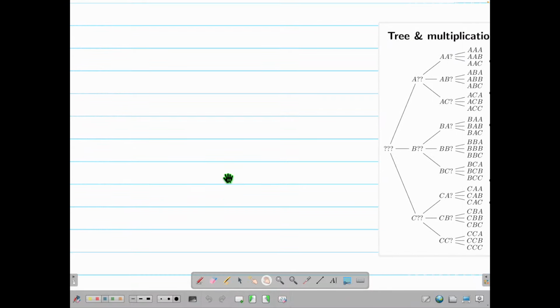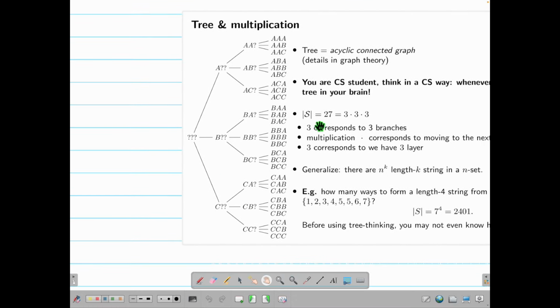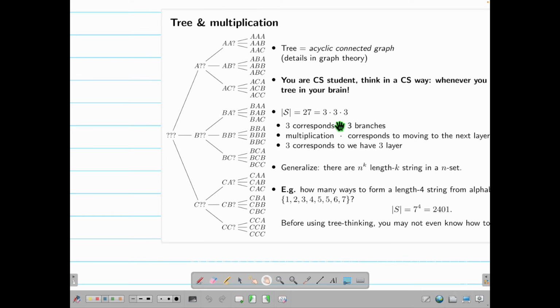So that means why are there 3 branches? Because I have 3 letters, 3 alphabet. This is the first time I move. This is the second time I move. This is the third time I move. I move 3 times. Why do I move 3 times? Because I have length 3. So therefore, the size of this set, the cardinality, is 27. It's 3 times 3 times 3.